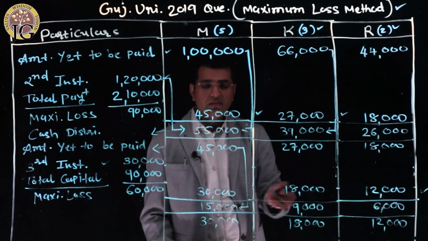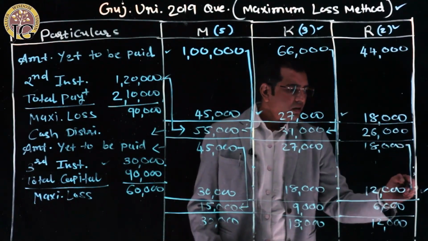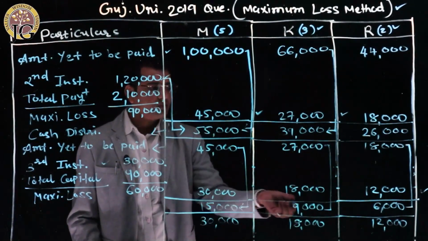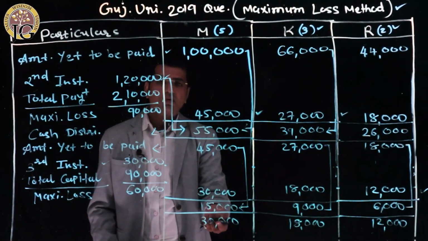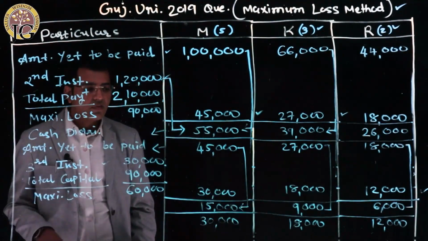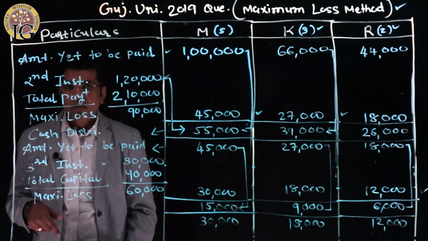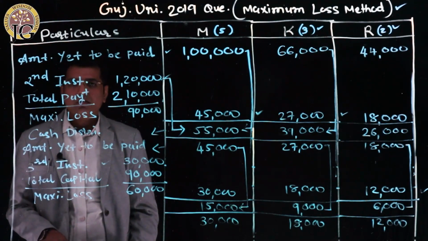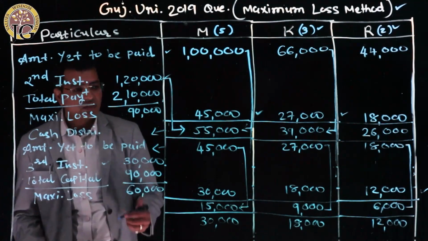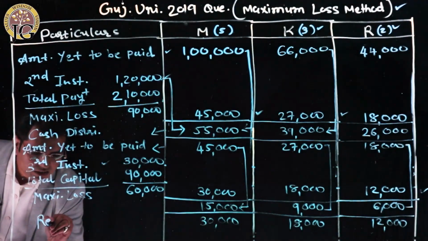So we are distributing cash 15,000, 9,000, and 6,000 out of the total amount yet to be paid. Now the amount remaining is 30,000, 18,000 and 12,000, right? This is called amount yet to be paid, like every time we are doing. But in the sum, no installment will come hereafter. Fourth installment is not there. So this amount yet to be paid is known as realization loss.